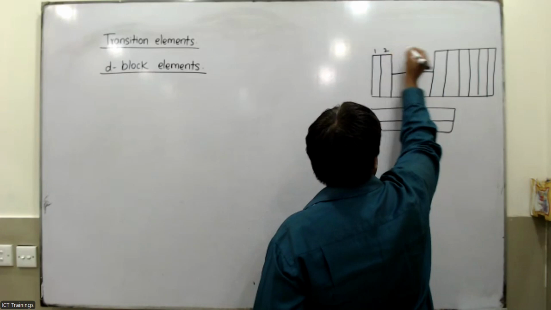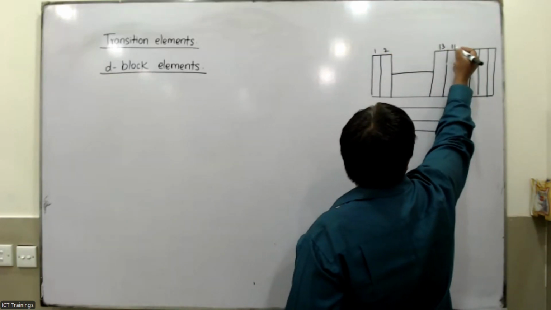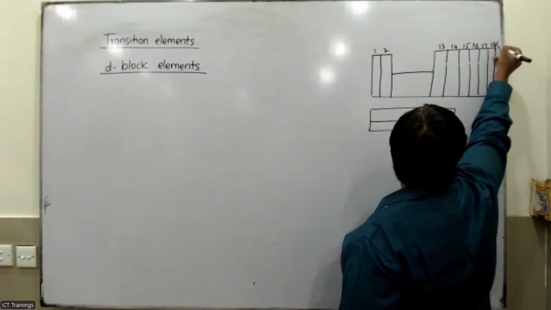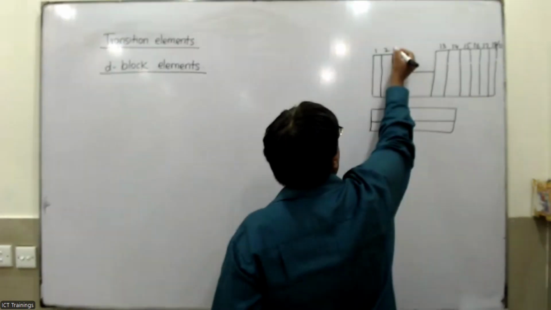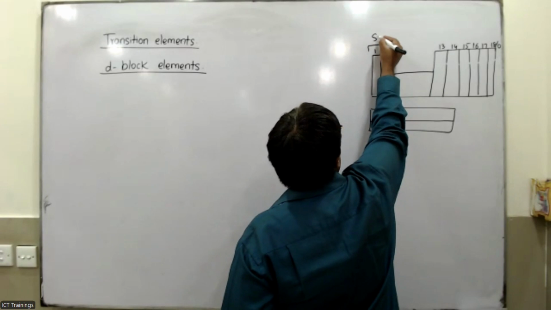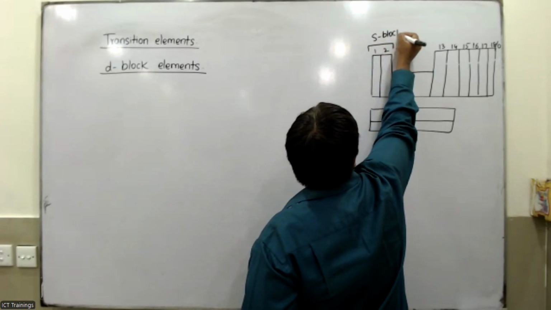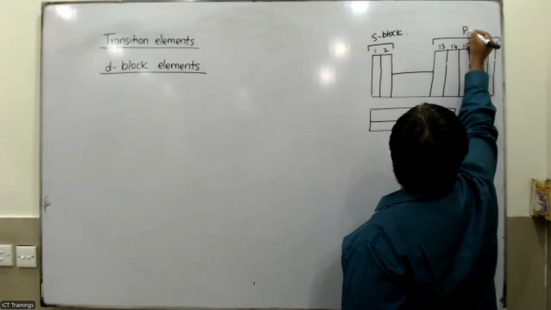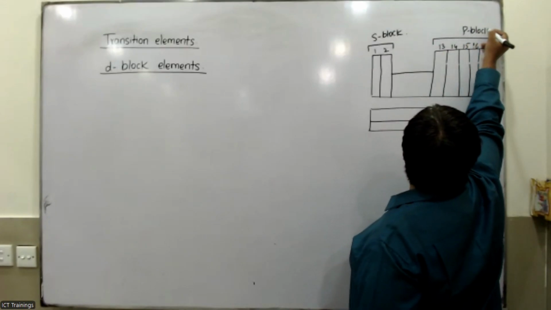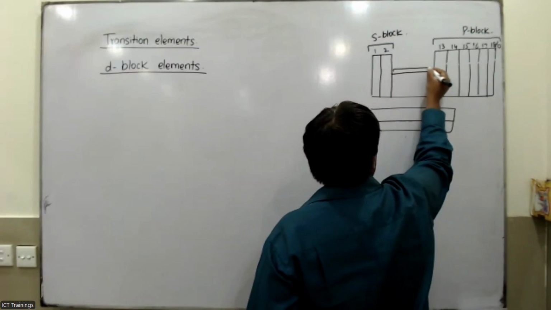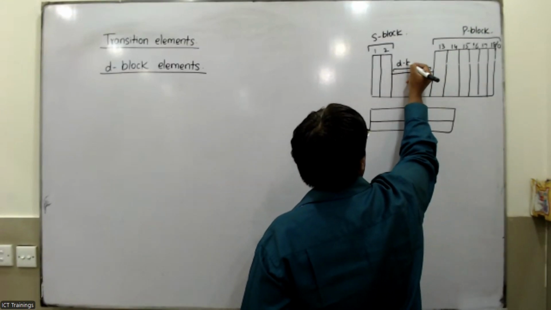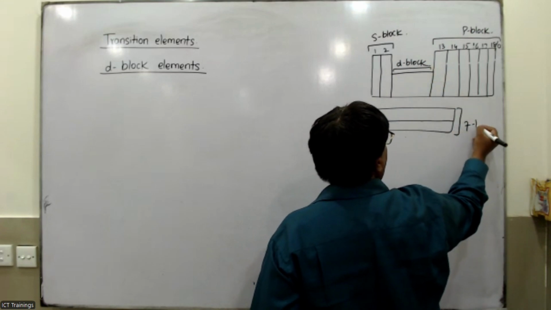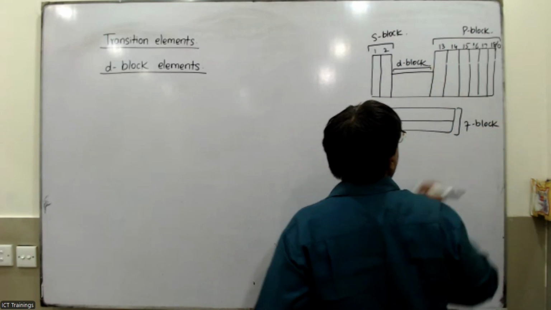These are different groups: group 1, 2, this is 13, 14, 15, 16, 17, and this is 18 or 0. Okay, so these two groups are called the S block elements. From 13 to 18, these are called the P block elements. And up here, these are called the D block elements. And these are called the F block elements.